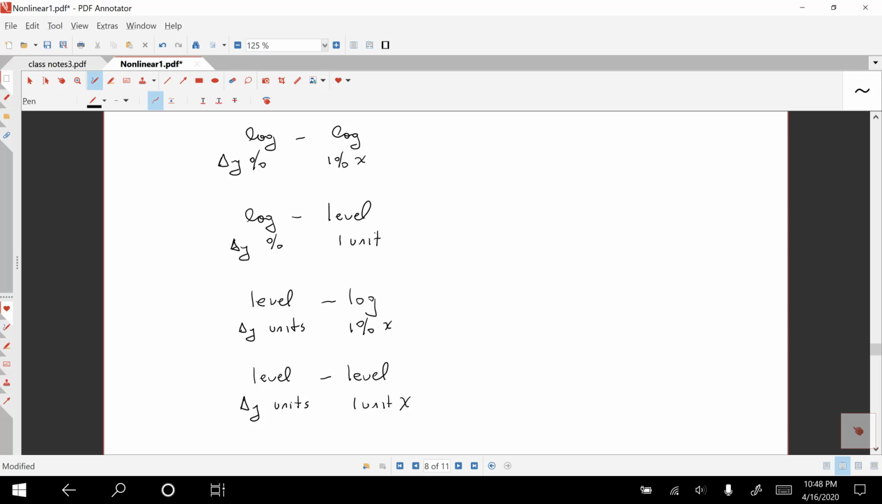And of course, for the log-level model, that coefficient needs to be multiplied times 100% if it's small. If not, you need to use the formula. And for the level-log model, that beta 1 coefficient will have to be divided by 100. That's a detail that you need to memorize, but in terms of the intuition, you can remember it very fast. This is the way to think about these interpretations.